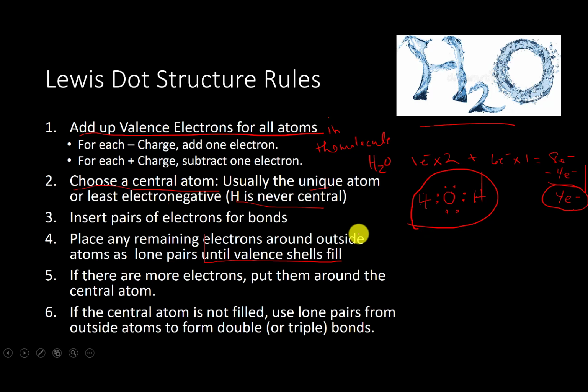Now, just in case we get to the step, and we will on the next slide, if the central atom is not filled, use lone pairs from the outside atoms to form double or triple bonds. This is something we do if we have not already filled the valence shell of the central atom. We're going to practice a few of these. They will get more complex on the next slide, so get geared up. We're going to learn how to work through this, and we'll be flipping back and forth to see these rules.